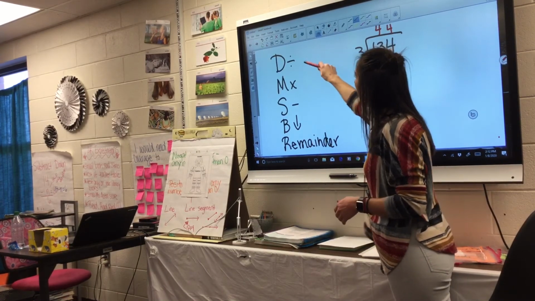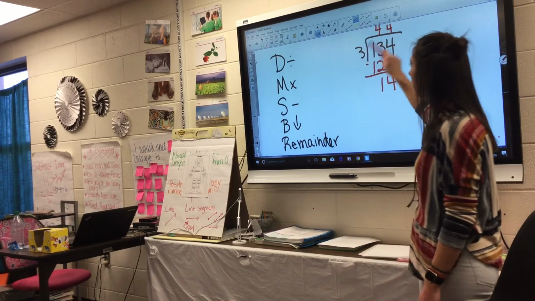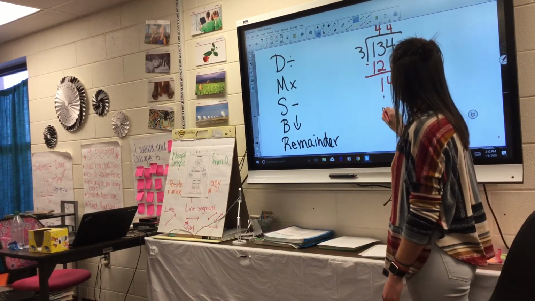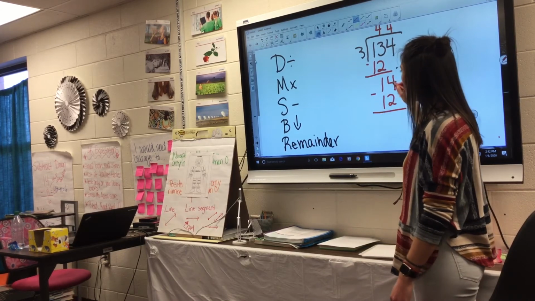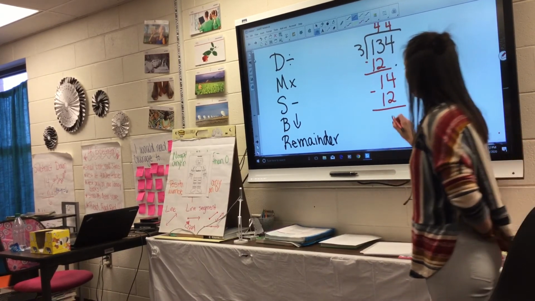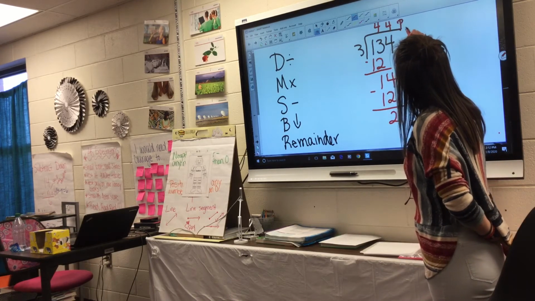So we divided. 14 divided by 3 is 4. We multiply. What's 3 times 4? 12. What's my next step? Subtract. What's 14 minus 12? 2. Is this my remainder? Yes. So I put R2.